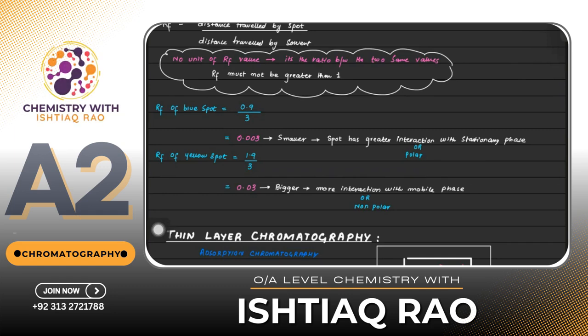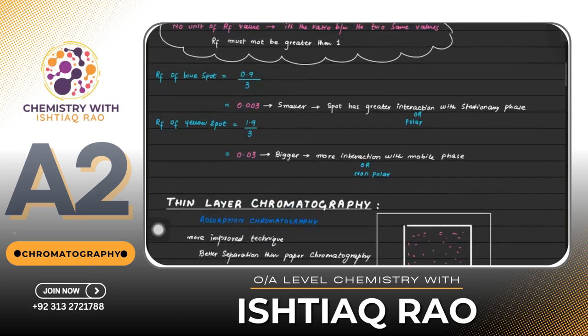So now I can say that you can see this is going to be 0.003 and this is going to be 0.03. So this RF value is smaller. If this is smaller, the spot has greater interaction with the stationary phase, isn't it? The spot has greater interaction with the stationary phase because it didn't move with the mobile phase.